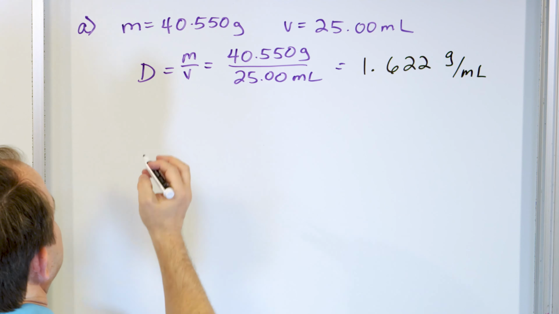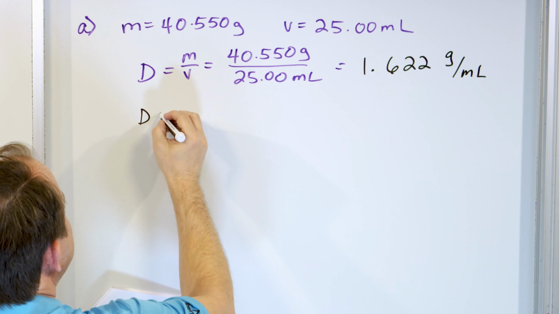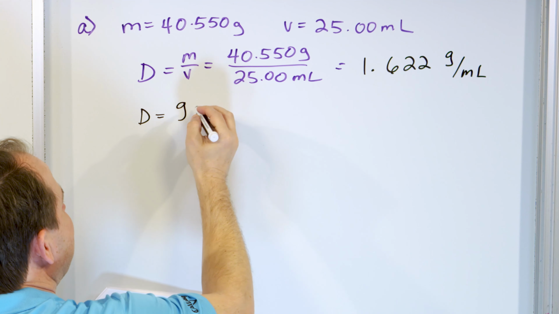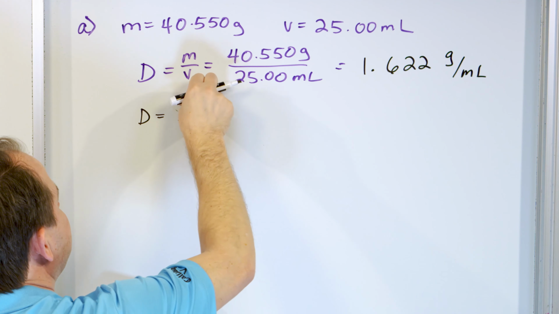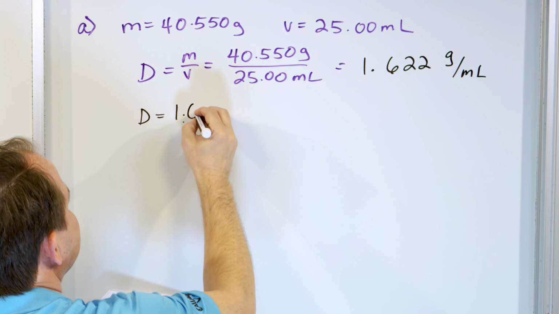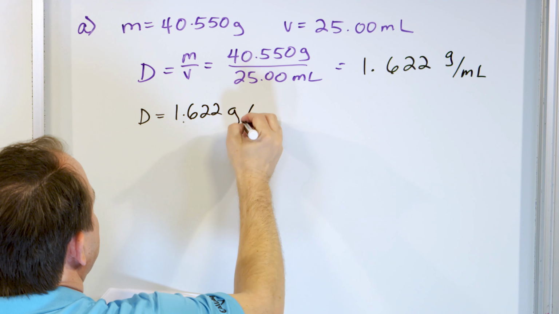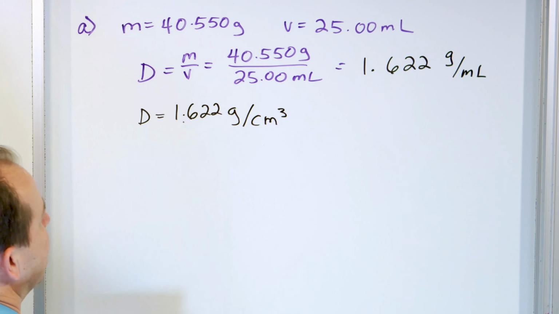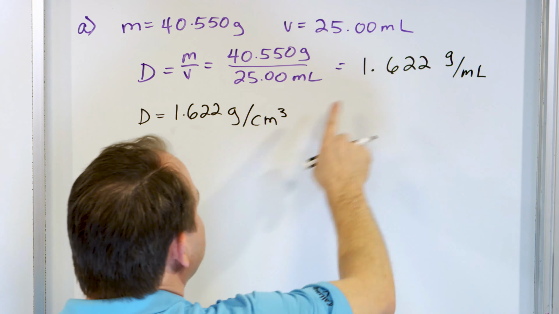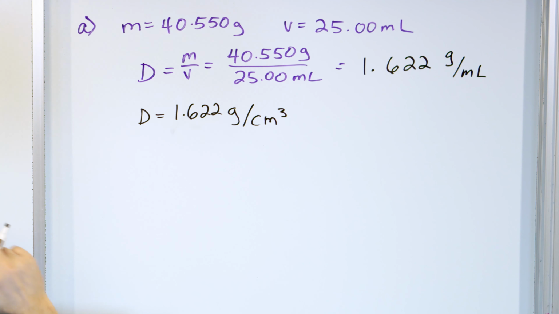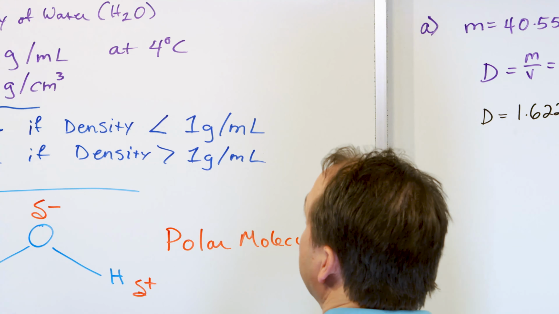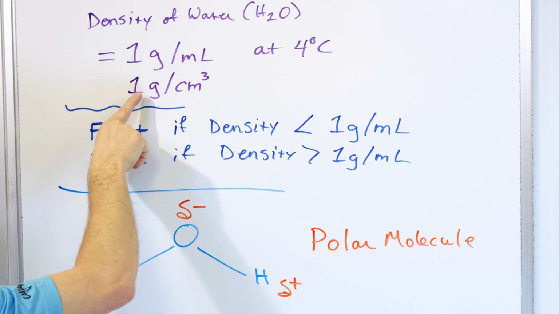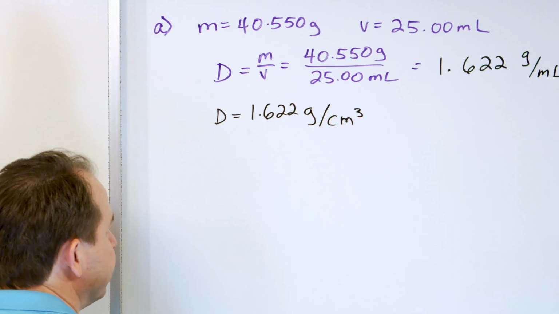Well, first of all, I want to remind you that this was expressed in grams per milliliter. But that's the same exact thing as grams per cubic centimeter. It's exactly the same unit, 1.622 grams per cubic centimeter, because a cubic centimeter is the same as a milliliter. These two numbers in units are exactly the same thing. Now, we said a minute ago that the density of water is 1 gram per milliliter or 1 gram per cubic centimeter. It's the same thing.